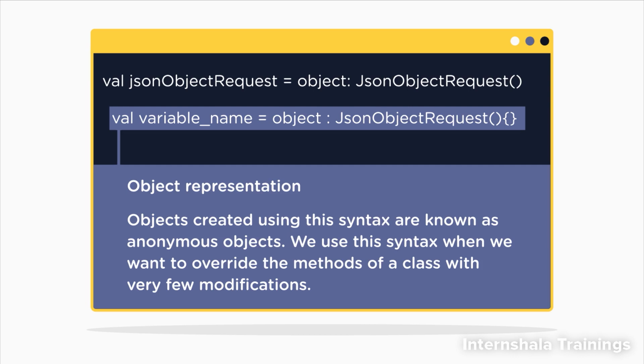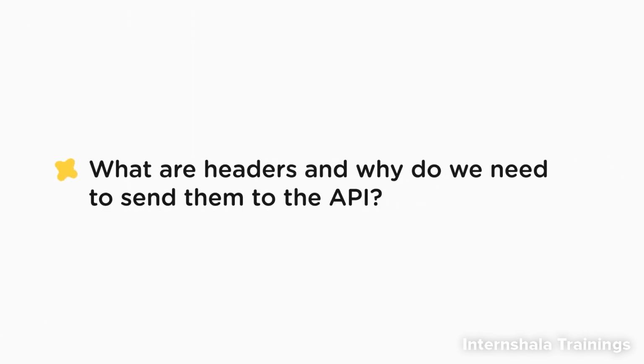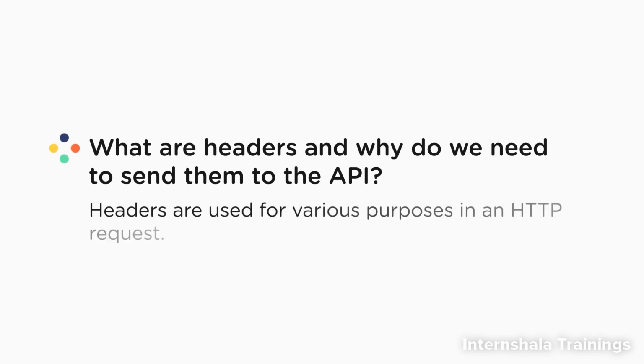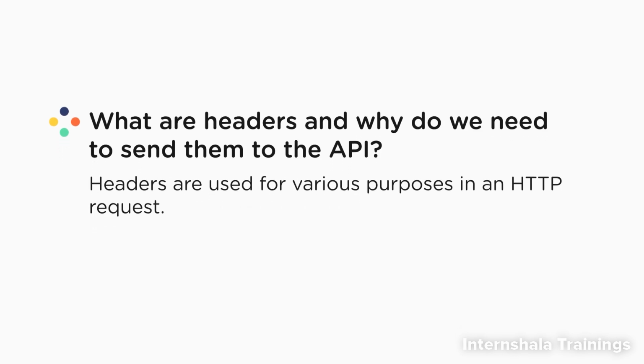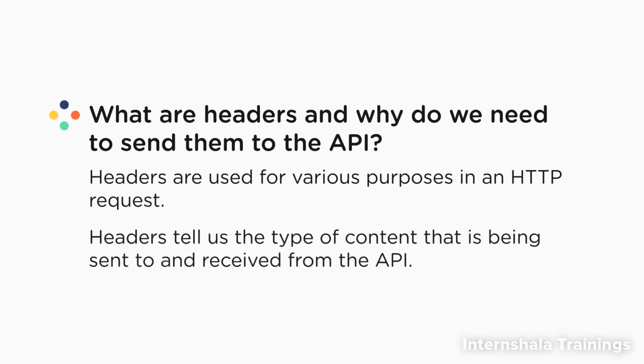But first let's address this question. What are headers and why do we need to send them to the API? Headers are used for various purposes in an HTTP request. It's a concept of web development and we don't need to get into much detail here. All we need to know is the purpose of headers. First, they tell us the type of content that is being sent to and received from the API. So the content can be of type JSON, PDF, plain text, image, etc.